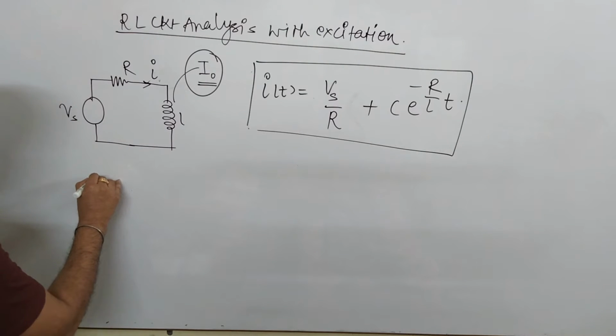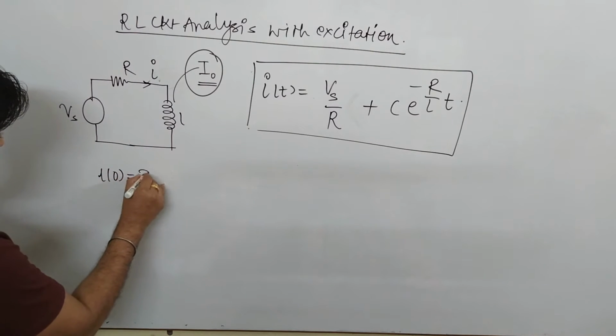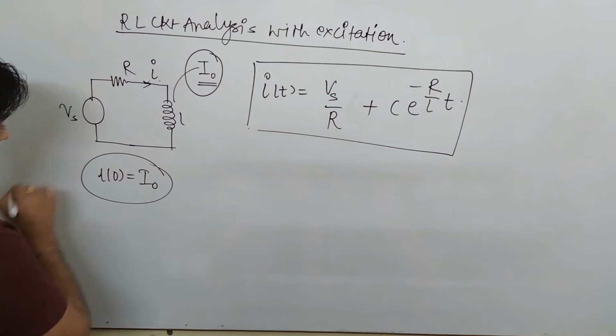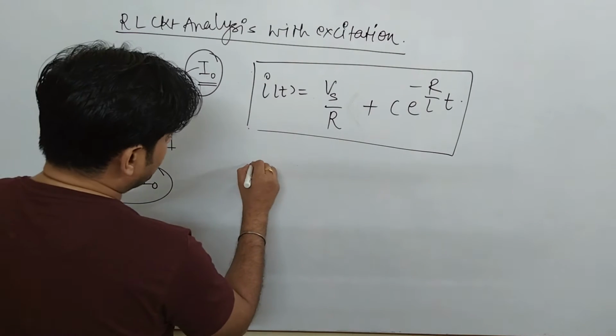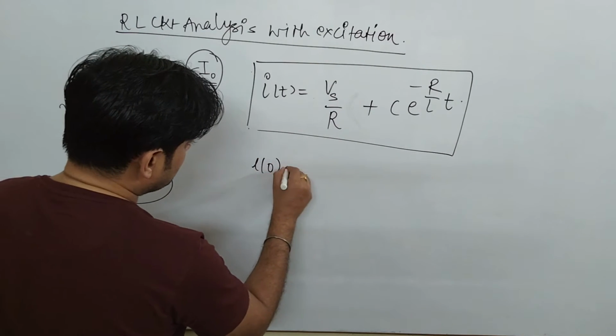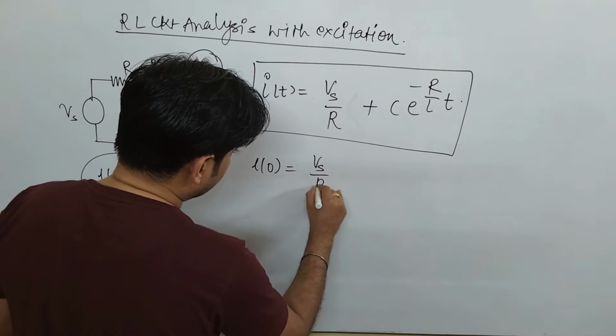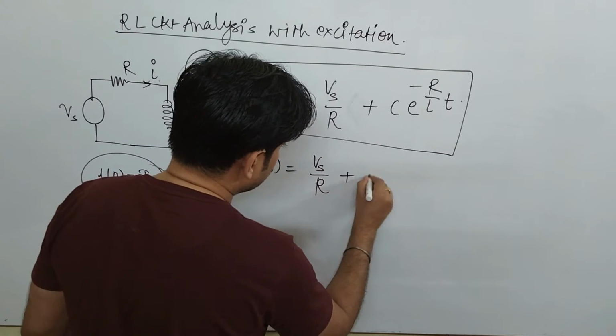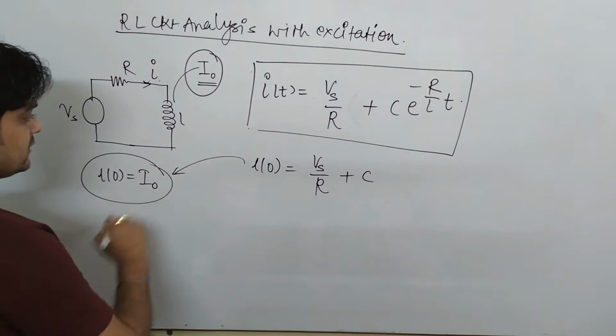As I said, the initial value, that is I of 0, the value is what? I naught. Very important thing. So if you put the value of t as 0, that comes to be I0 is equal to Vs upon R plus C. The value of I0 is this I naught.